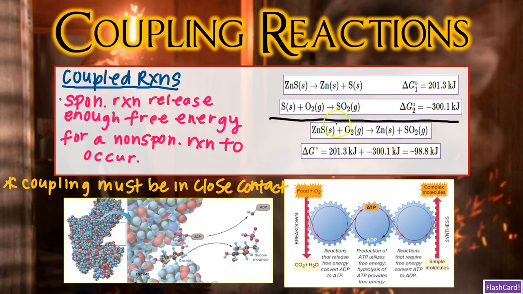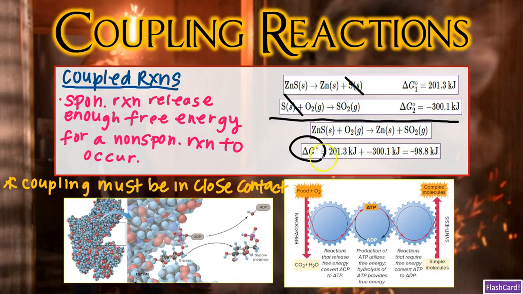So to form this overall reaction, of course, we're using Hess's law. We have to get rid of things that are the same on both sides. That means we're going to have ZnS brought down, O2 brought down for the reactants, and then Zn solid and SO2 brought down for the products. Then we must sum together our delta G values. So we're going to take our delta G naught of 1 and add it to our delta G naught of 2.